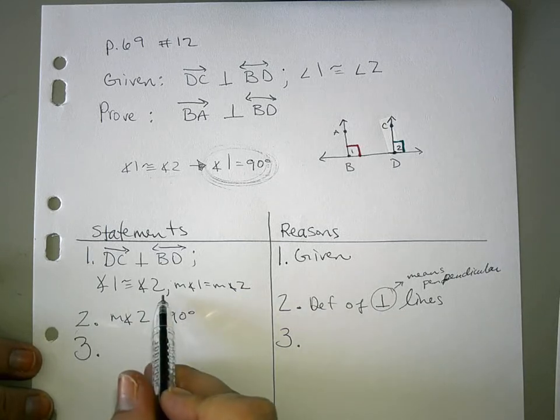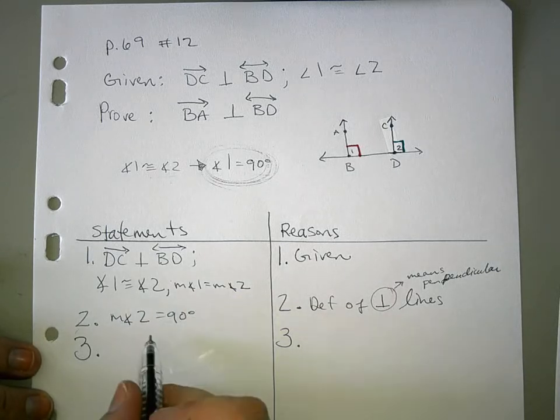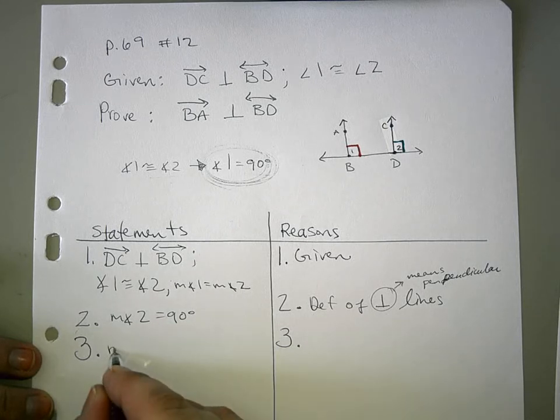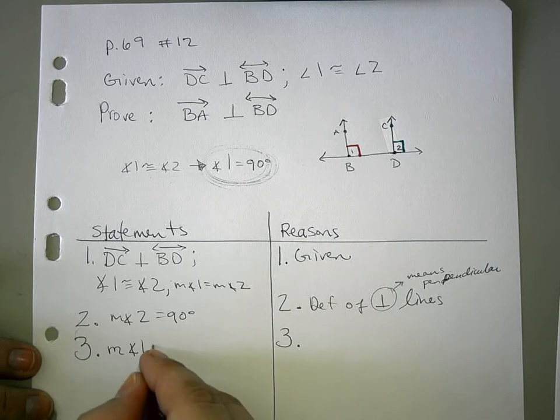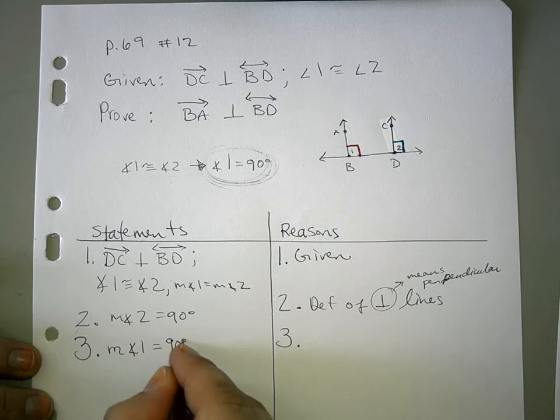It's still considered given. It's not considered a conclusion based off that. And so what you can say then is, since measure of angle 1 is equal to measure of angle 2, then measure of angle 1 is equal to 90 degrees as well.